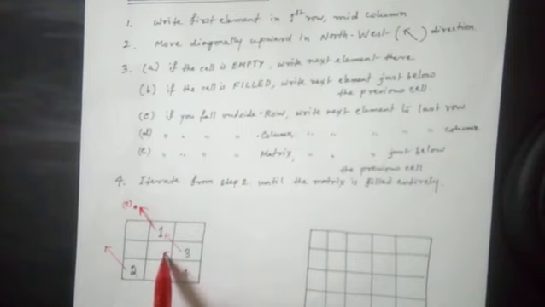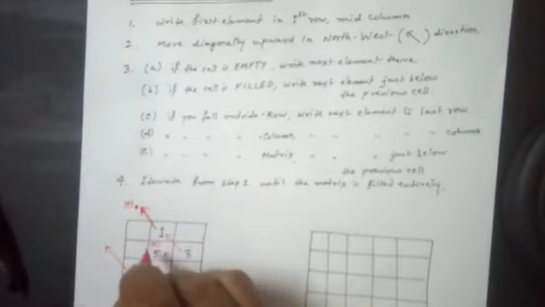When you move to this cell, it is basically empty. So condition A is satisfied. This is condition A. Condition A is satisfied. So I'm writing the next element, that is 5. Again we have to move diagonally upward in this direction. Again this cell is empty, so condition A is again satisfied. This is condition A. So I'm writing 6.